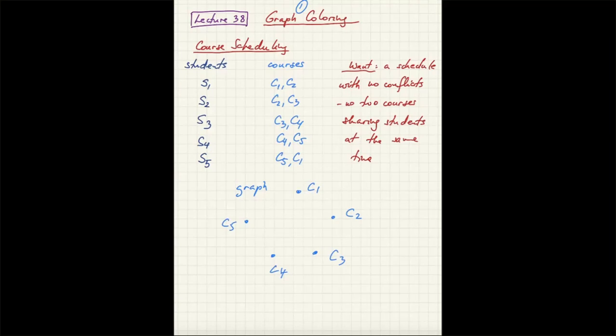So for example, if we look at the student S1, he's taking both course 1 and course 2, so we can put an edge there. And then if we look at course 2 and course 3, you can think of it as having the student S2 in common, and so on.